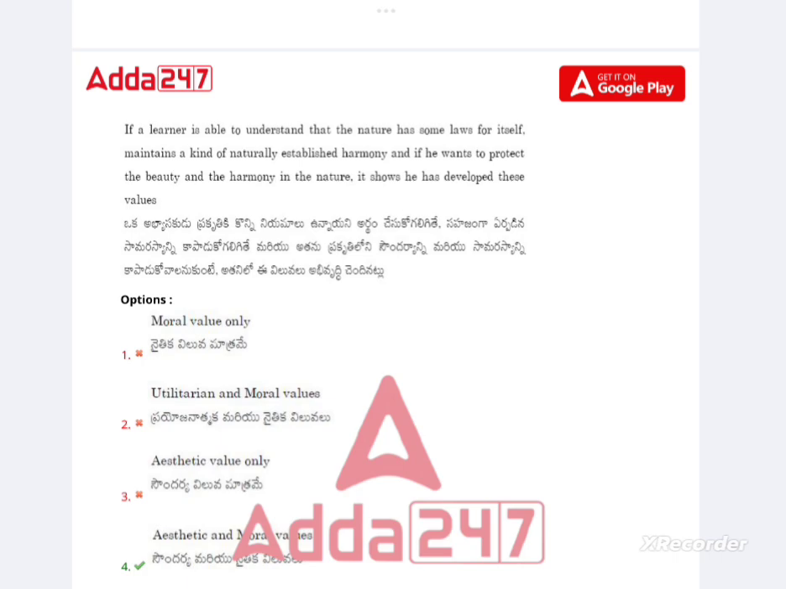Nature has its own laws. It maintains a kind of naturally stabilized harmony, and if he wants to protect the beauty and the harmony in nature, it shows he has developed these values. What kind of values? Aesthetic and moral values.